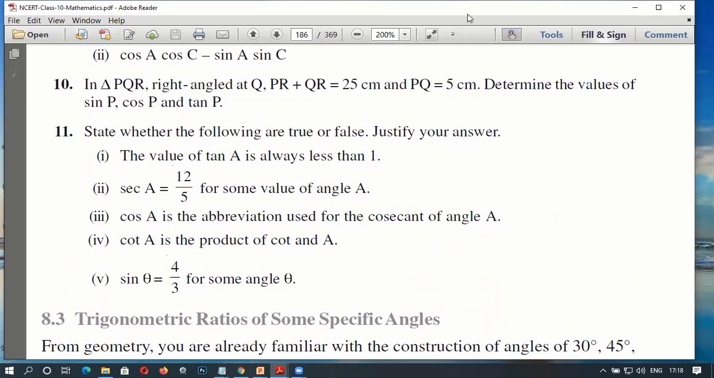True or false? Asta? False, sir. Why? It can exceed 1. What is the maximum value of tan a?